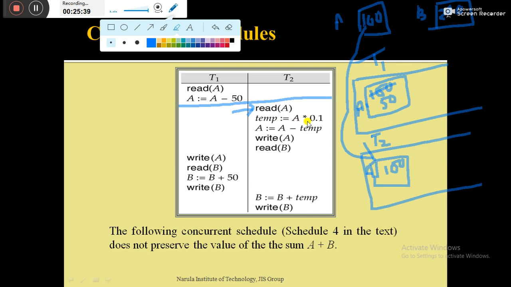Temp is equal to A into 0.1. So 10% of A means it will become 10. Then A is equal to A minus 10. So the value will be deducted. It will be 90 rupees or $90. Then write A. So the value is written back to A. So it becomes 90.